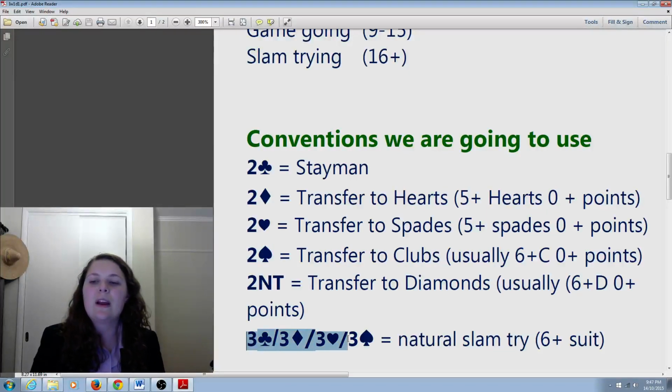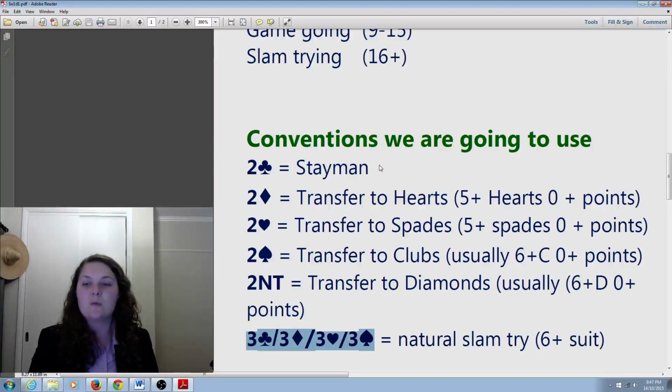If we bid directly at the 3 level, so for instance 1 no trump, 3 spades, it's our way of saying to our partner that we're interested in slam and that we've got 6 or more of this suit. We'd like it to be trumps.